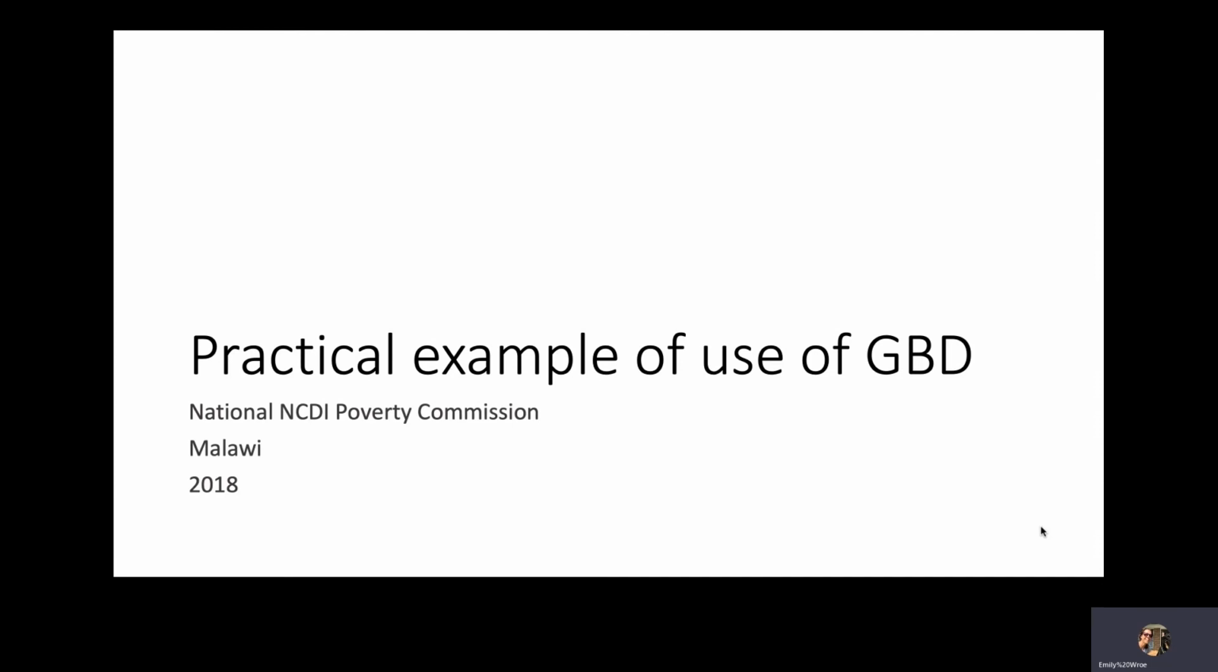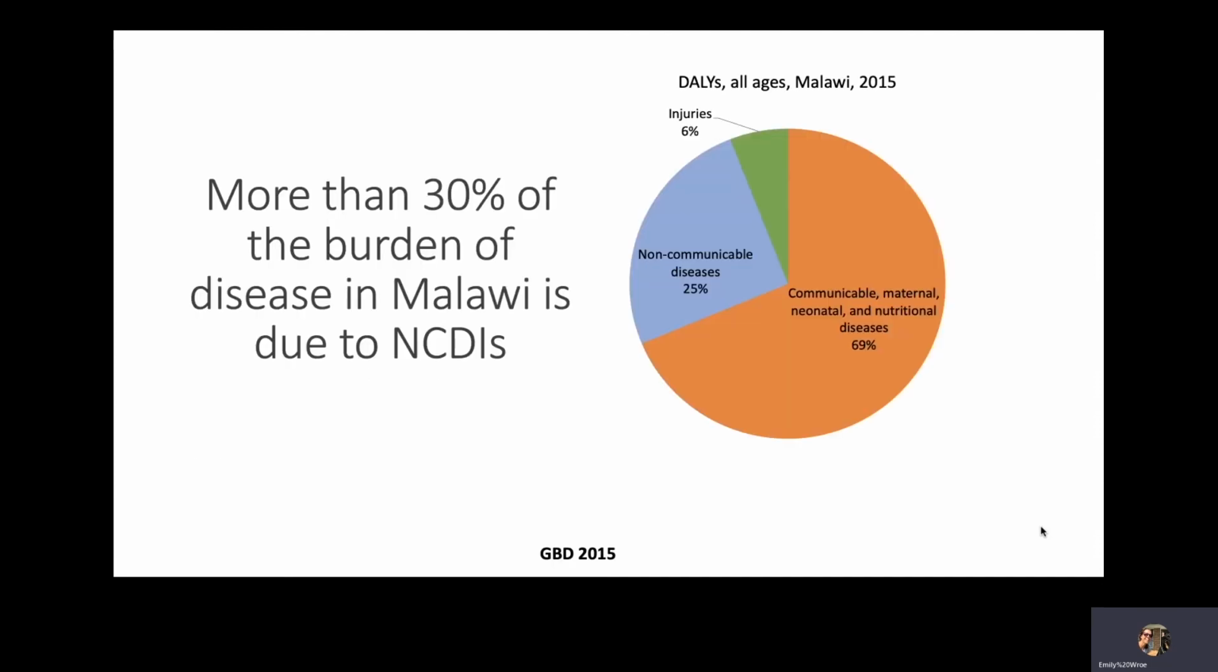And what I'm going to show you is a national level analysis for Malawi. So I showed you this before. This is us looking at DALYs, so death and disability from NCDs and injuries, contributing to quite a lot of death and disability in Malawi.